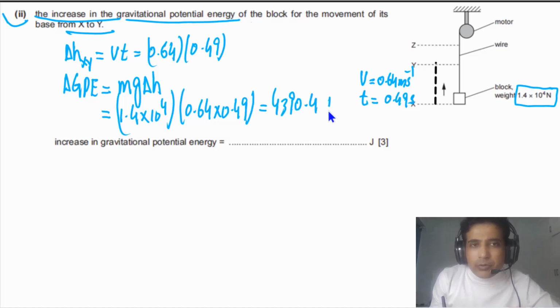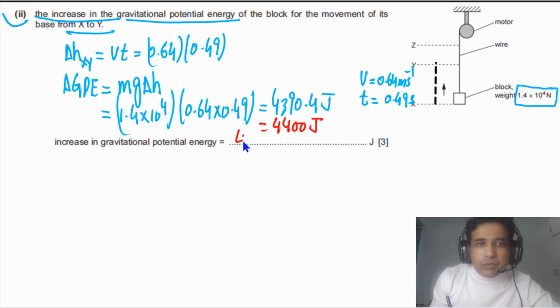4390.4. So this is up to 5 SF. But if you look at given data, this is given up to 2 SF. So simply we can write down our final answer. This is 4400 up to 2 SF. So this is our final answer. And this is how you can figure out this type of questions.